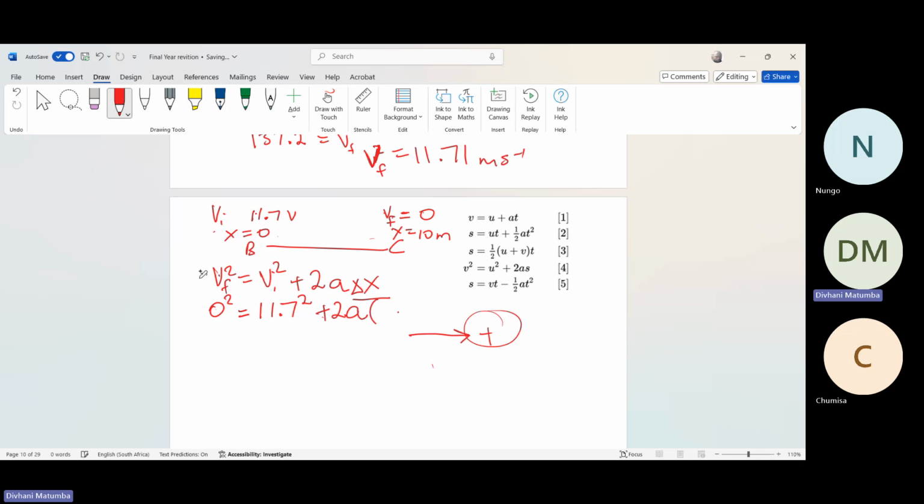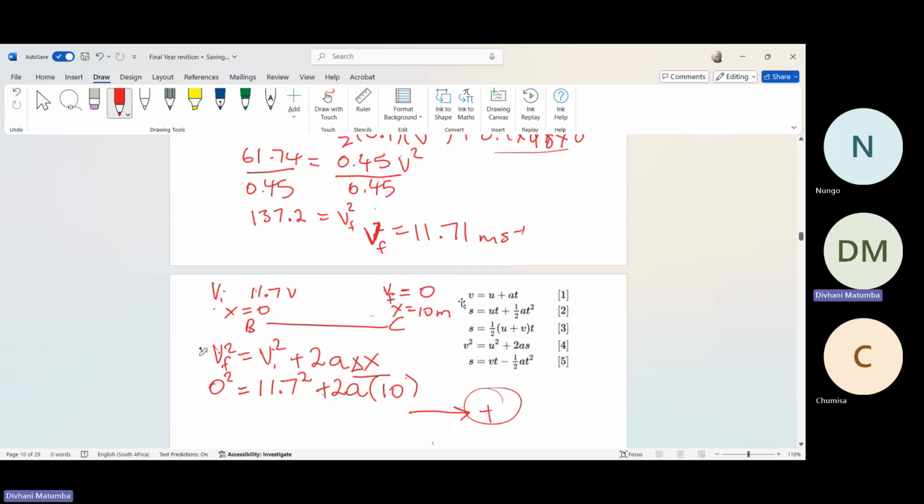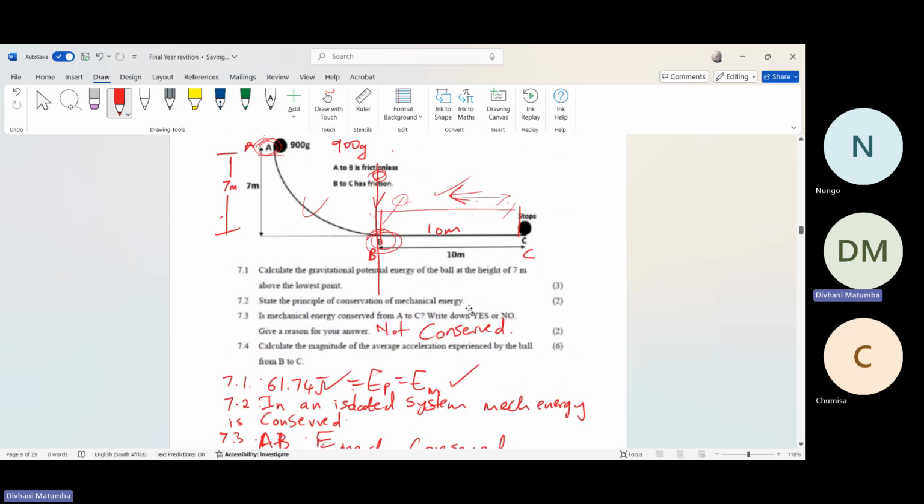And how much is the displacement, or the change in displacement? 0. Do you agree with 0? The change in displacement? It is 10. Remember, our point of reference, we started at B. And your object moved from B to C. The displacement was 10 meters, you can see.